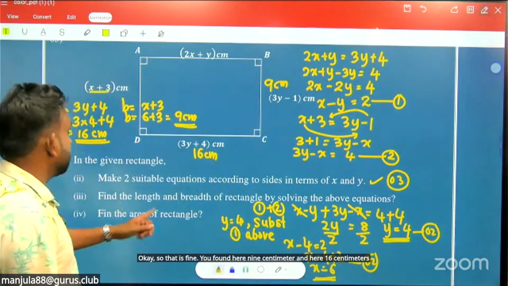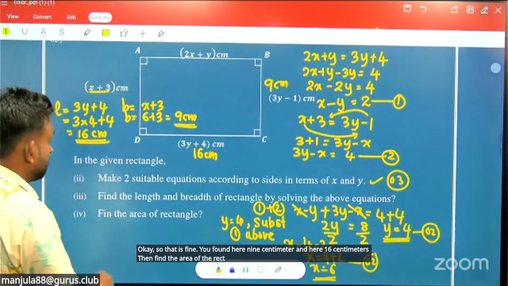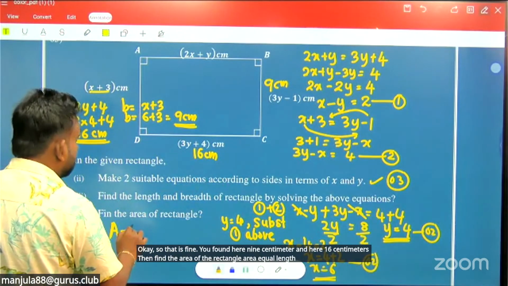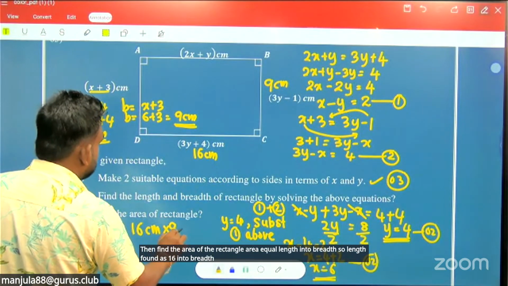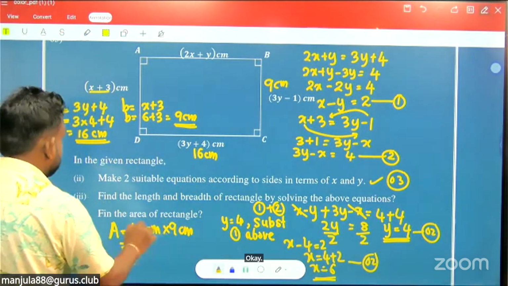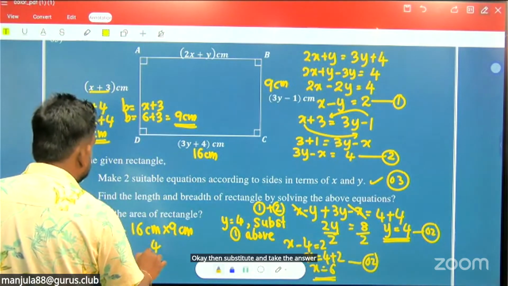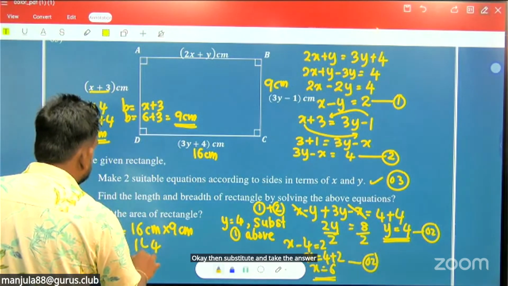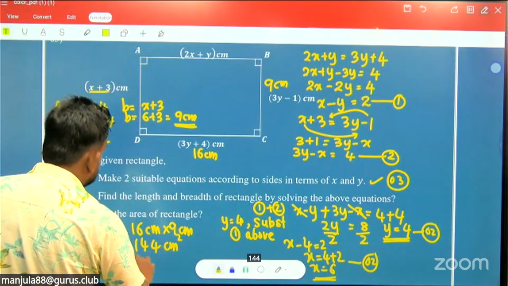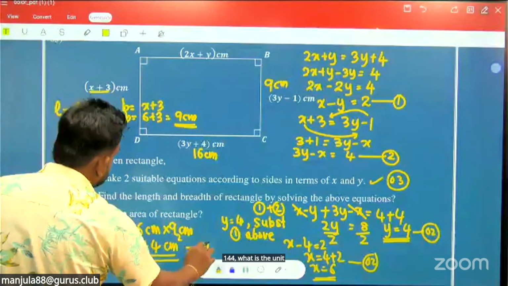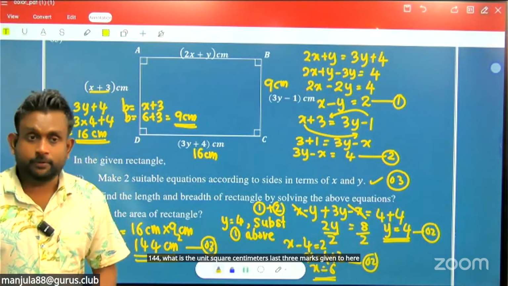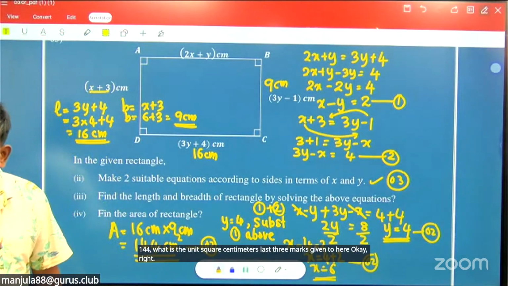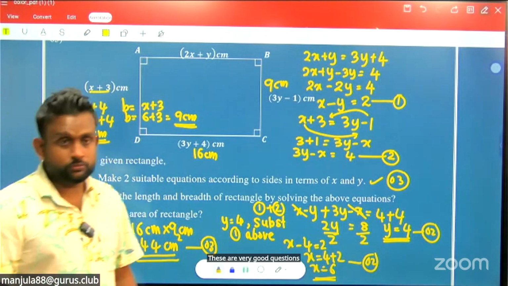Okay, then find the area of the rectangle. Area equals length into breadth. So the length found is 16 into the breadth found as 9. Okay, then substitute and take the answer. 144. What is the unit? Square centimeters. The last 3 marks are given here. Okay, right. These are very good questions to do.